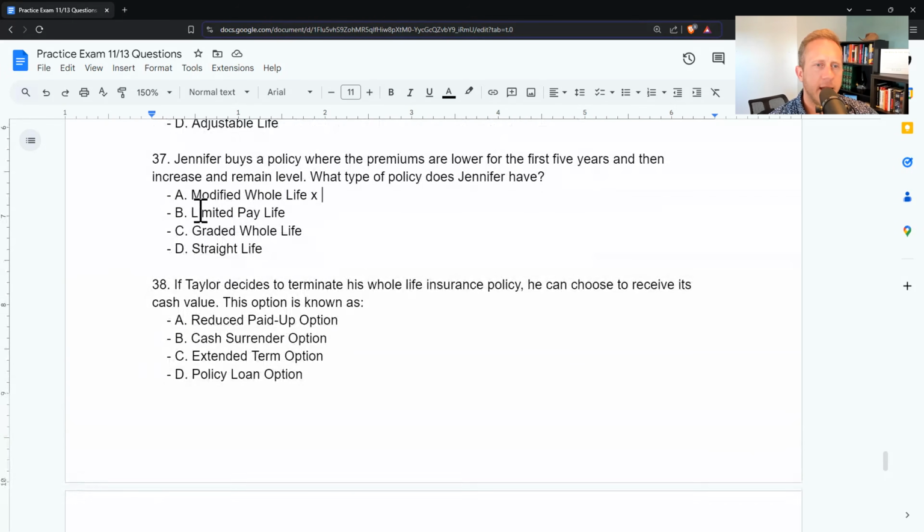Limited pay is when you only pay for a certain amount of time. And graded whole life, there's a couple different definitions for graded whole life. We won't get into that right here. And straight life is just when it's the same premium the whole time.